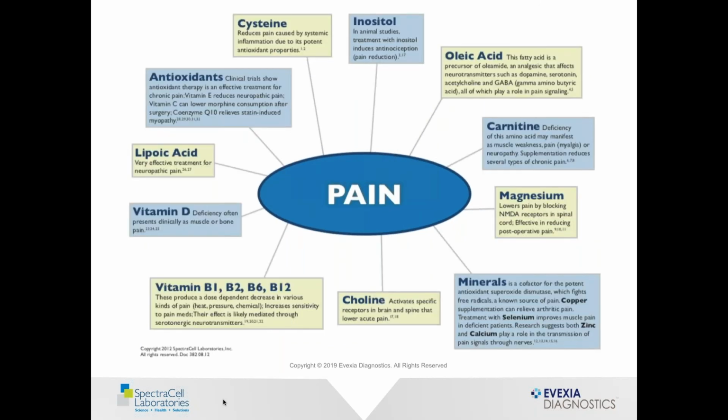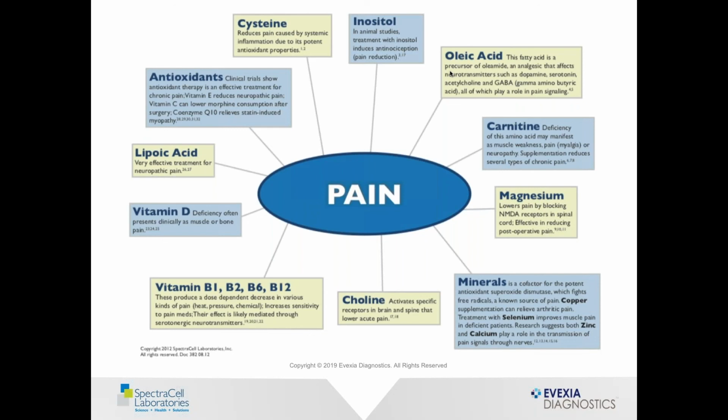Pain syndromes, by the way, up top here, very important to have the right amount of essential fatty acids. Remember, fatty acids will get converted in the body to the eicosanoids, anti-inflammatory and pro-inflammatory. Oleic acid, by the way, as it says on the slide, is a fatty acid. It's a precursor to what's known as oleamide, and that has analgesic effects on the neurotransmitters.